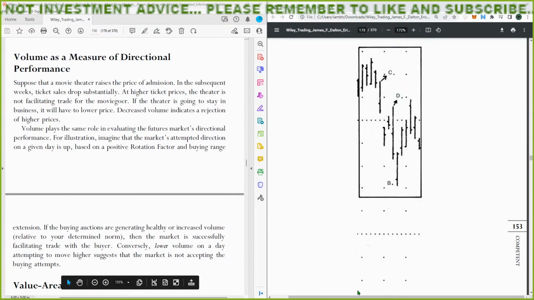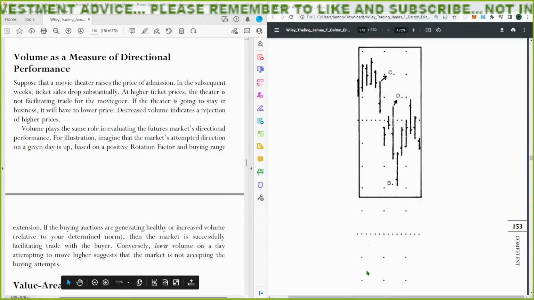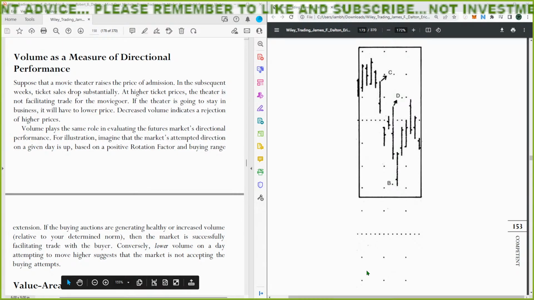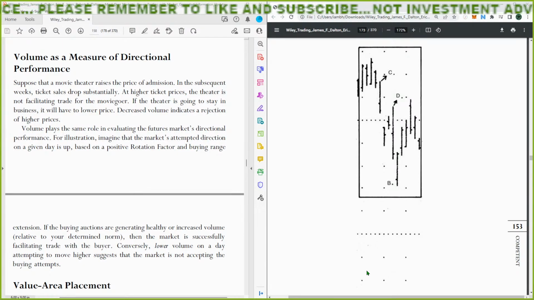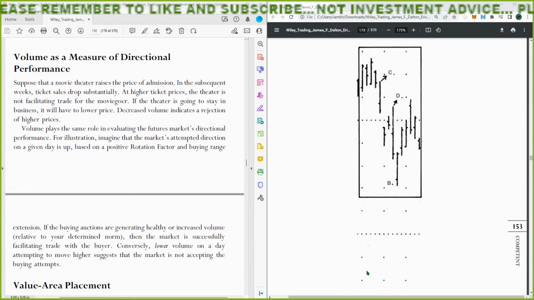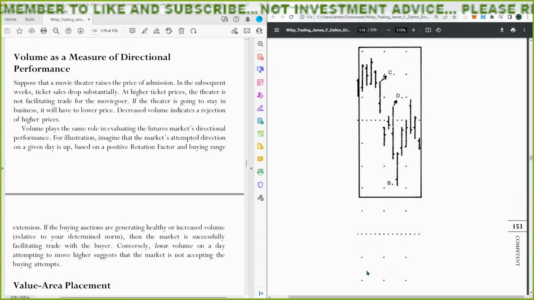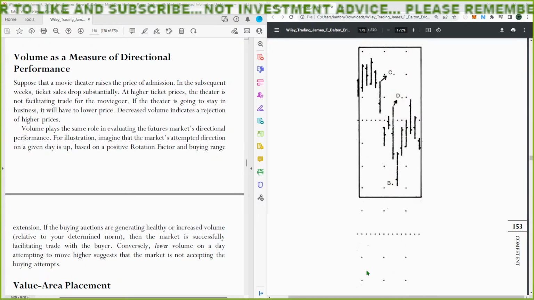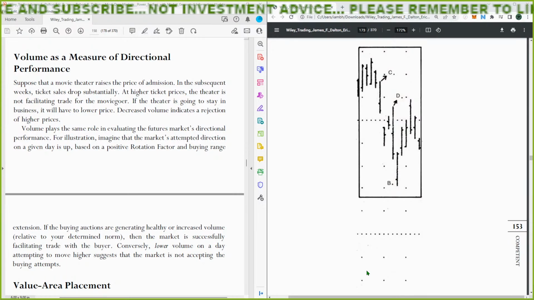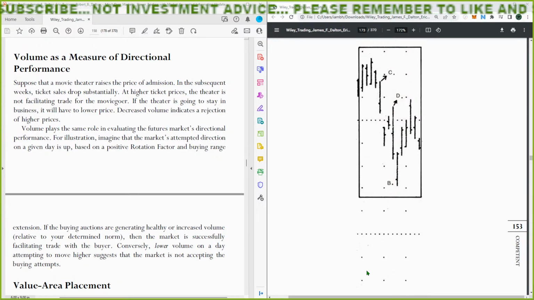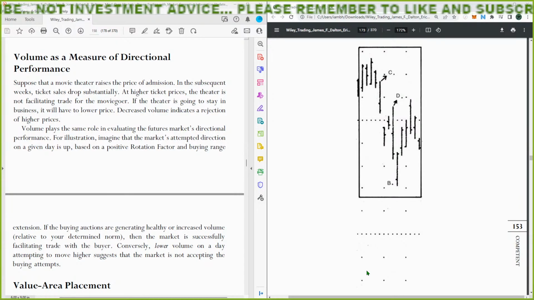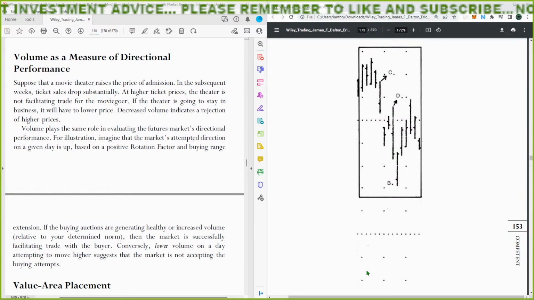Volume as a measure of directional performance. Suppose that a movie theater raises the price of admission. In the subsequent weeks, ticket sales drop substantially. At higher ticket prices, the theater is not facilitating trade for the moviegoer. If the theater is going to stay in business, it will have to lower price. Decreased volume indicates a rejection of higher prices.